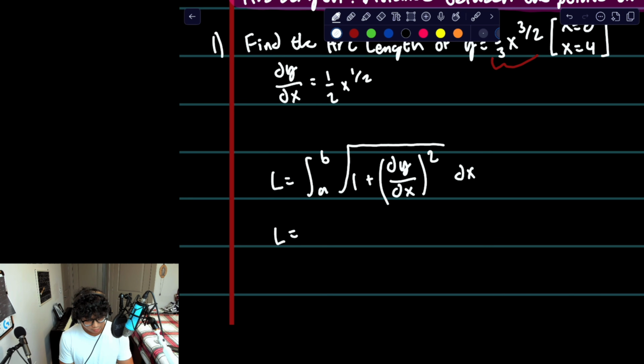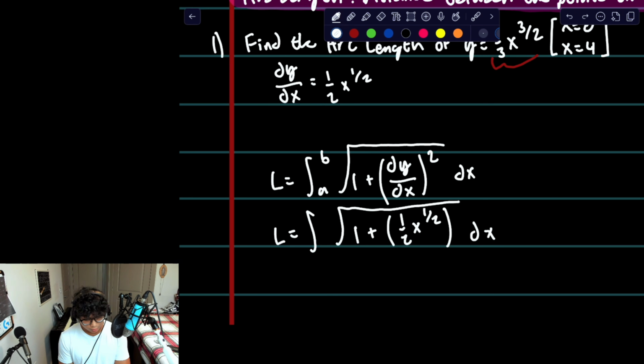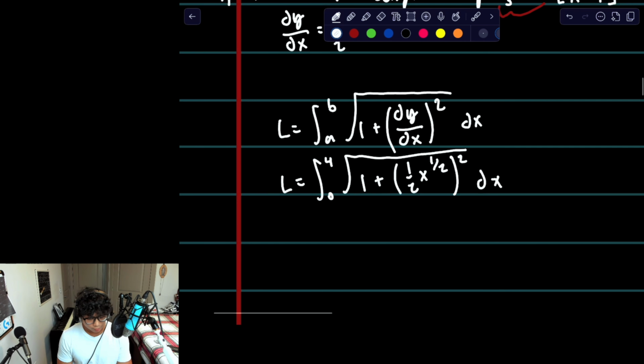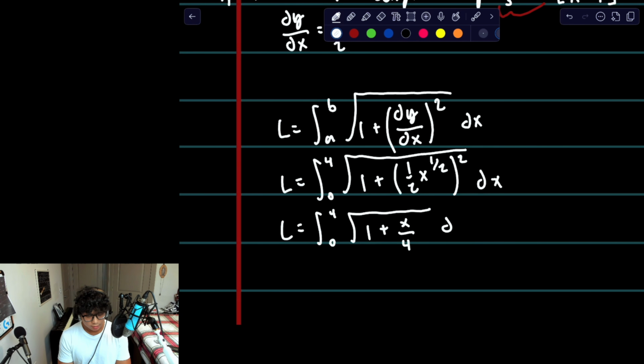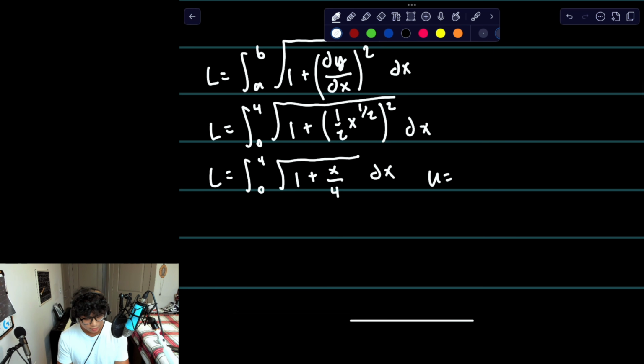So plugging in gets us L equals the integral of the square root of 1 plus (1/2 x^(1/2)) squared dx. And don't forget to square our dy over dx, bounded from 0 to 4. Now when we simplify, we get the integral from 0 to 4 of the square root of 1 plus x over 4 dx. From here, you could perform a simple u substitution, where we set u equal to 1 plus x over 4, which makes our du just 1/4 dx, which then makes our dx equal to 4 du.